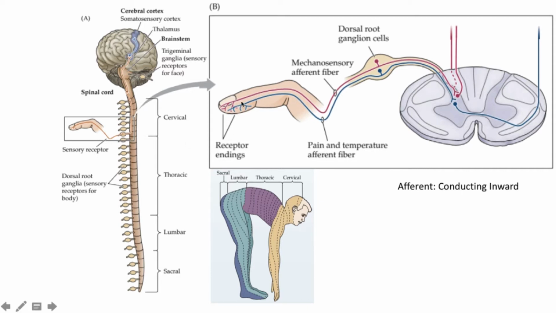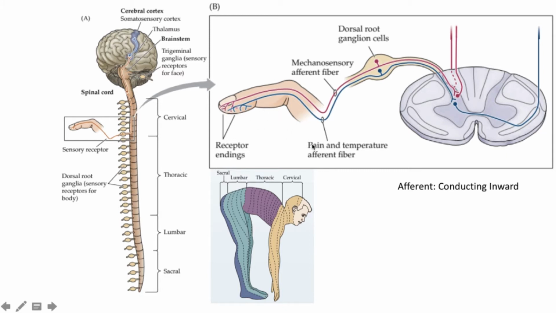Let us say we are considering one finger. Now here are the receptor ends, and you have two different kinds of nerve fibers; red and blue denote the two kinds. One group, the red group, is the mechanosensory afferent fibers. Afferent means something which is conducting the signal inward towards the spinal cord and then towards the brain. Now a mechanosensory afferent fiber is one which senses changes in mechanical forces, stresses, deformations, etc.